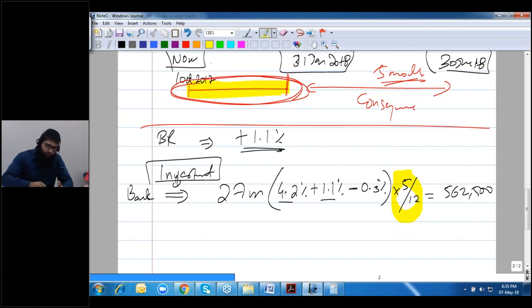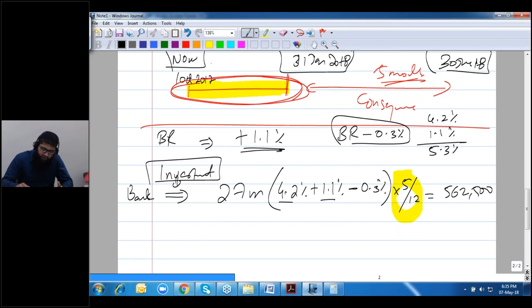Sayyid Zainul Abidin, the question says that you can invest at base rate minus 0.3%. So the base rate, which was originally 4.2%, has increased by 1.1% and has become 5.3%. But you can't invest at 5.3. You can invest at 5.3 minus 0.3. You can only invest at 5%.